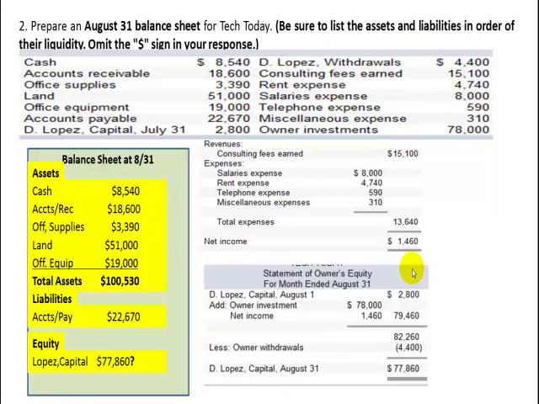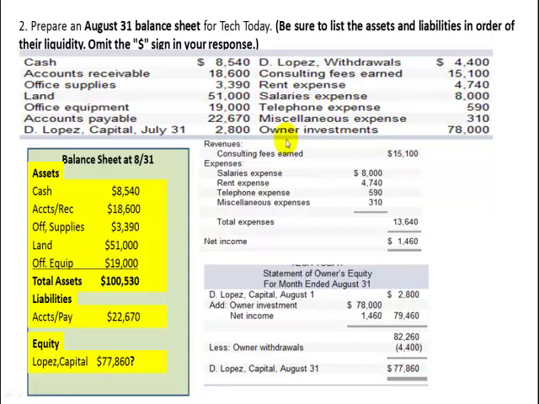Then you'd prepare a statement of owner's equity. So you start with the July 31st, which is really the same thing as the August 1st capital balance. Add the owner investment of $78,000 from up here. Also add the net income that we just figured in the income statement, 1460, and subtract out the owner's withdrawals of 4,400 down here, and you get an ending capital balance of 77,860. You can do that if you want to, and I don't have a problem with that.